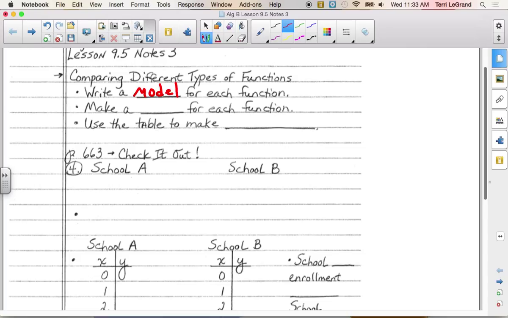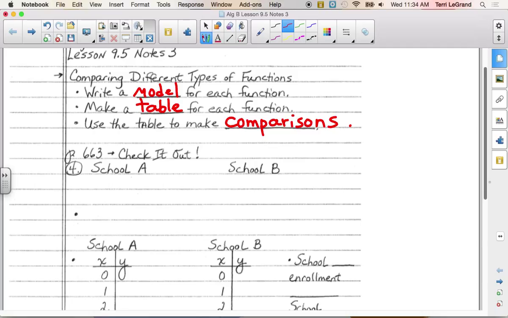Then we're going to make a table for each function. So once we decide what the model is, we're going to use our model, put some values in for x, and get our output, get our y values. And then from that table, we will make our comparisons that they're asking us to make, okay?